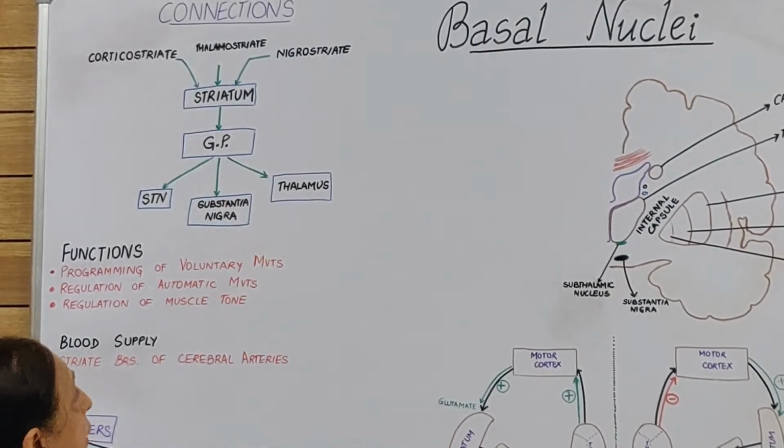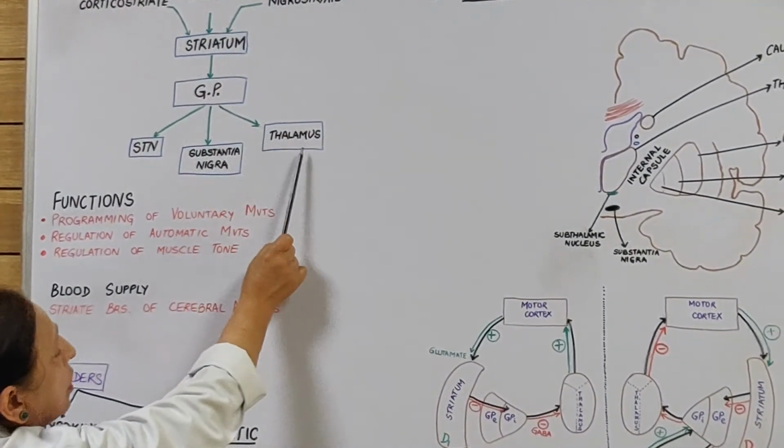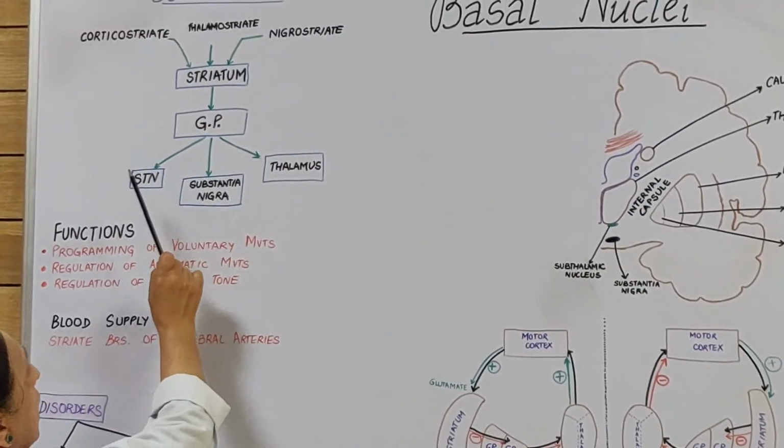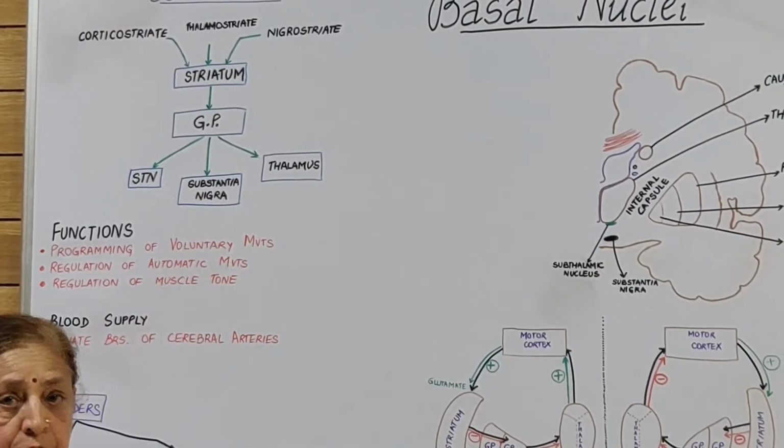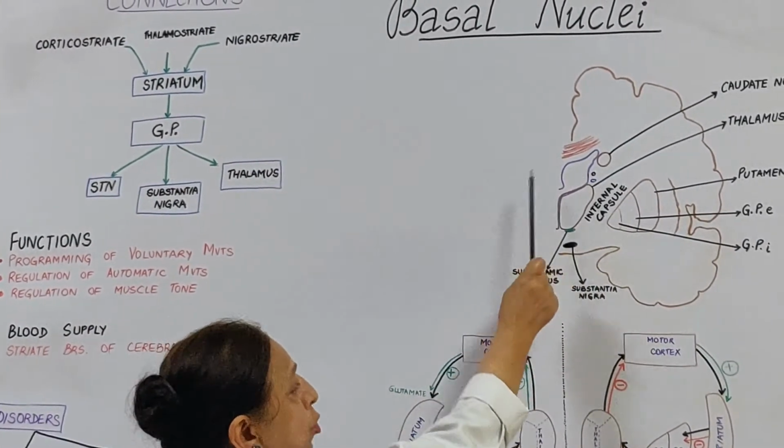From the globus pallidus, now the efferents are going to go to the thalamus, to the substantia nigra, and to the subthalamic nucleus. Remember, we had talked about all this over here.